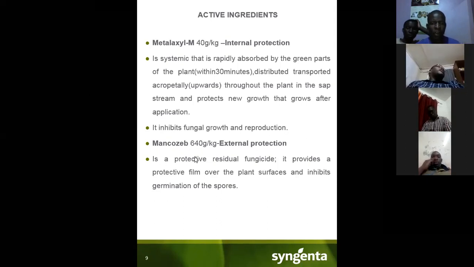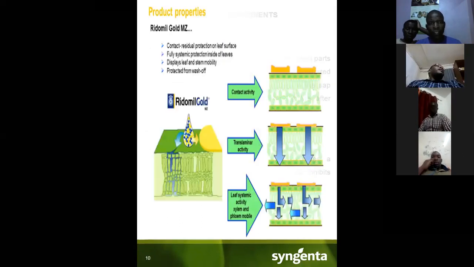Then mancozeb offers external protection. When you spray it, it covers the top and prevents the spore from germinating. So we move on. Like I said on the contact activity, as you can see, this orange stuff on top represents the mancozeb in the Ridomil, which stays on top of the plant and offers external protection.